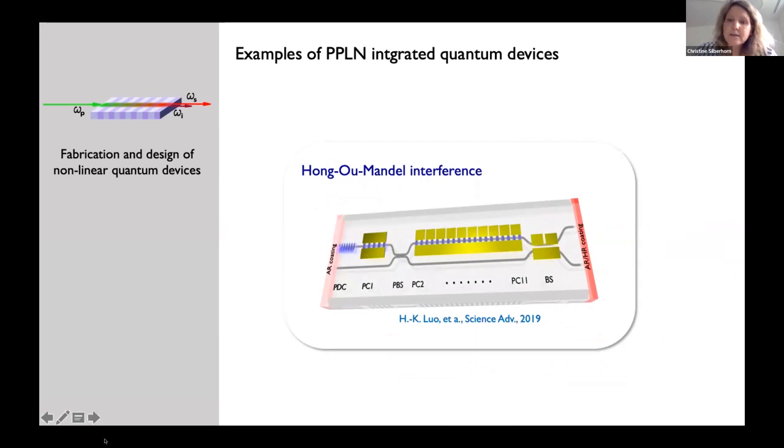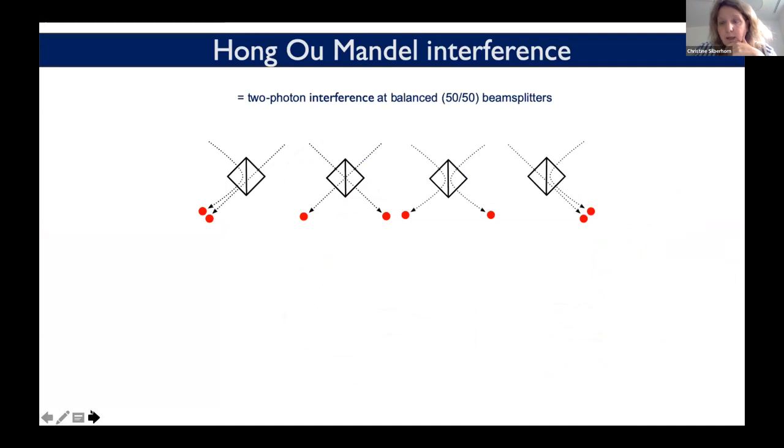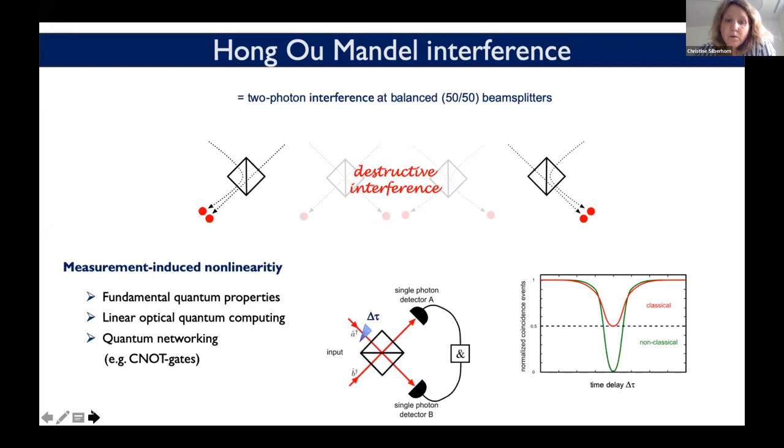The reason for that is that we see the most functionalities in one single chip. Very briefly, what is a Hong-Ou-Mandel interference? The two-photon interference at a balanced 50-50 beam splitter. So if you consider two single photons impinging on a 50-50 beam splitter, you can imagine that there would classically be four different possibilities. Due to destructive interference, we know since quite a while that photons bunch, so they always exit at one output port.